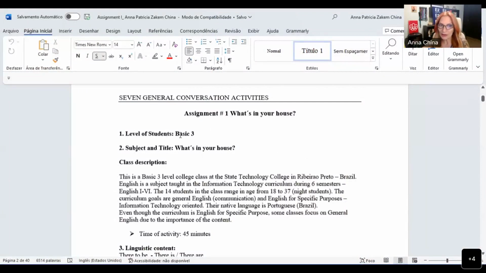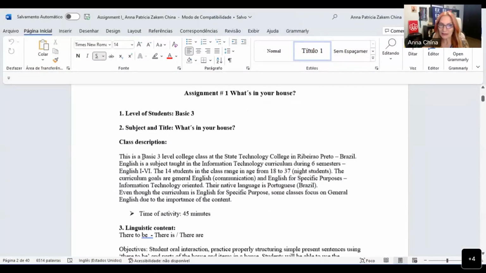So it's level three, and it's a basic level three college class in the state technology college that I teach. English is a subject taught in the curriculum of information technology during six semesters. So it's English 1, 2, 3, 4, 5, and 6. There are 14 students when I did this class, ranging from 18 to 37. They're night students. The curriculum goals are general English communication and English for specific purposes for information technology. Their native language is Portuguese from Brazil.